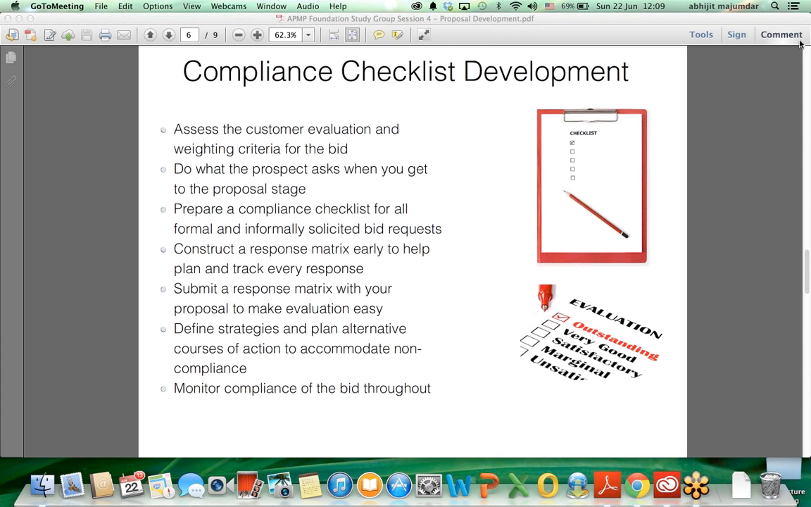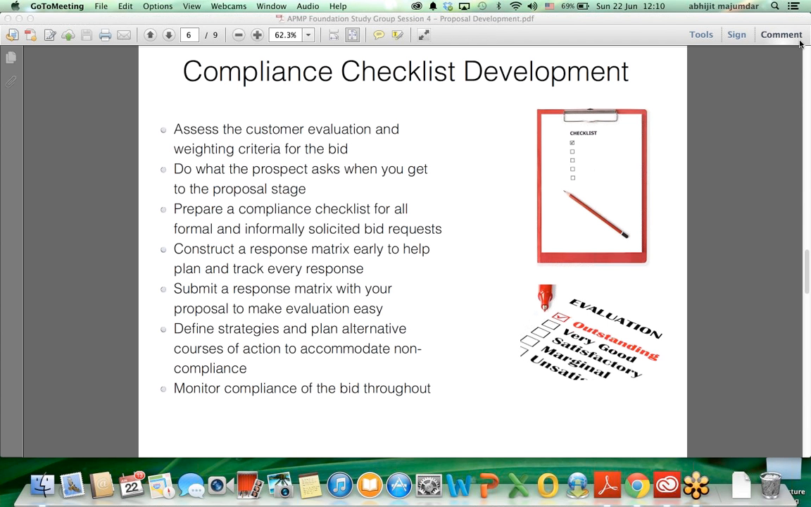The customer always can change that compliance statement and say okay fine, since you have committed, we are giving you an opportunity. So you have to plan strategies and define strategies and plan alternative courses of action to accommodate even the non-compliance. And finally, as I said, evaluators look for non-compliances to reject the bids so that they can have only a few bids which are fully compliant to evaluate and find the best solution.